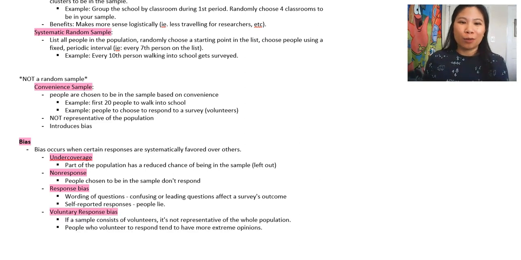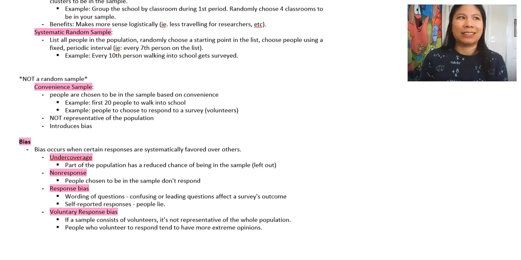And the last type of bias is called the voluntary response bias. So we've talked about already, if you have volunteers, this is not going to be representative of the whole population. So that's why you would end up with voluntary response bias. Also, people who tend to choose to respond usually have more extreme opinions about whatever the subject is.